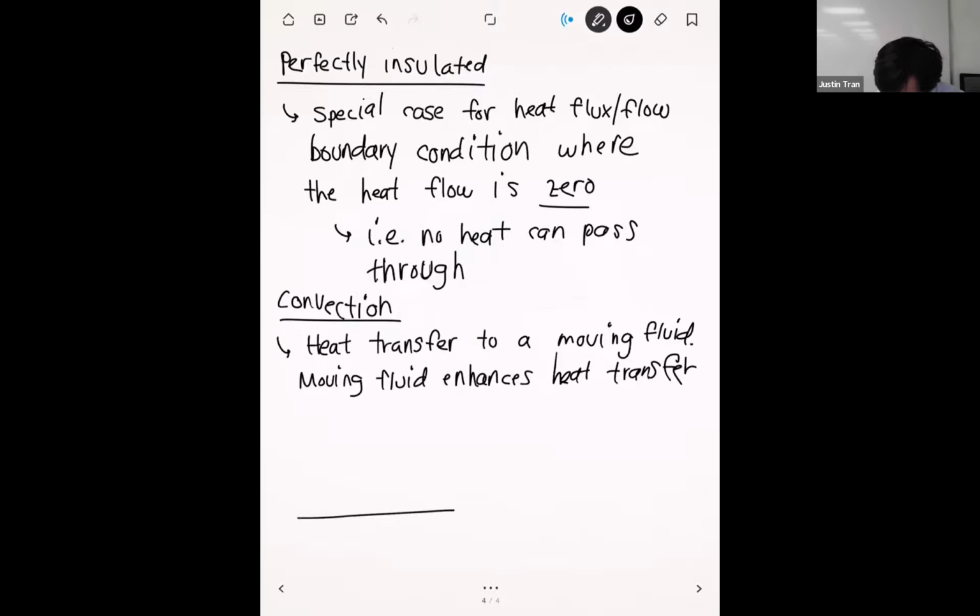Schematically, whenever we have convection, we always draw a figure that looks something like this. Let's say we have a surface, and the temperature of the surface we'll call TS. And we have some kind of moving fluid on top. So we have fluid that's moving past, and the fluid has a temperature T infinity, where TS right here is the surface temperature.